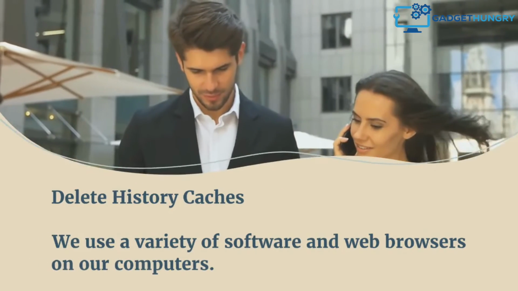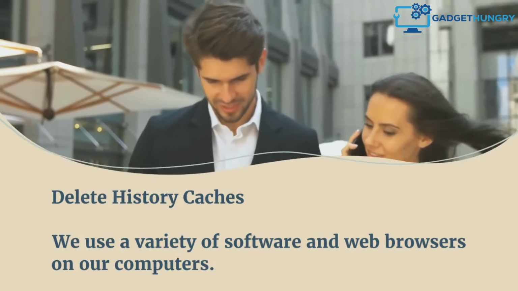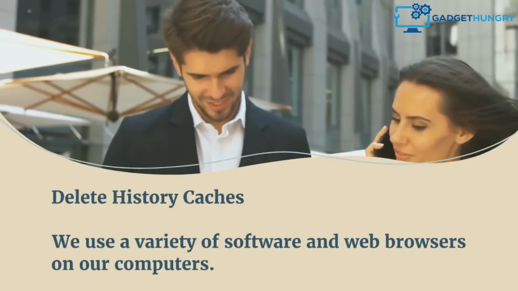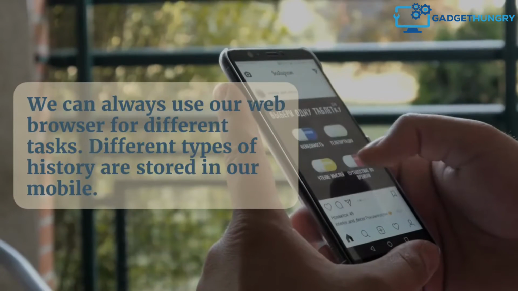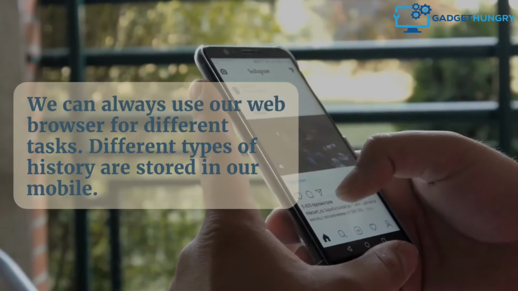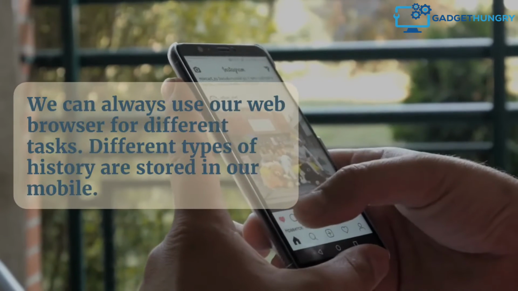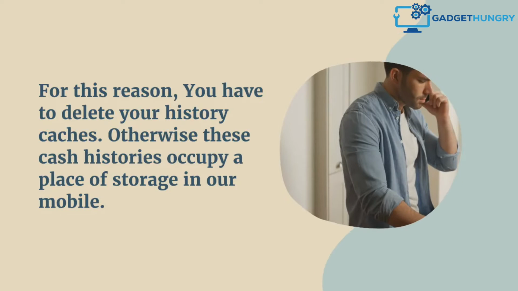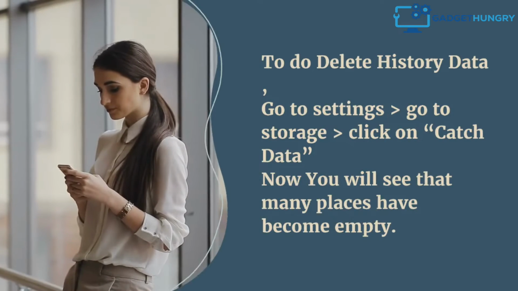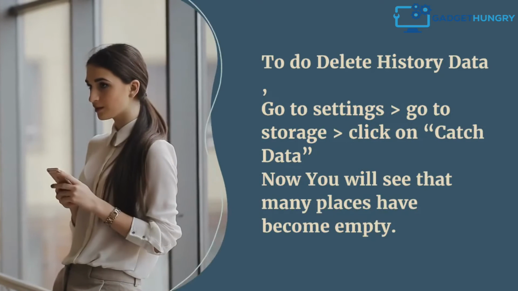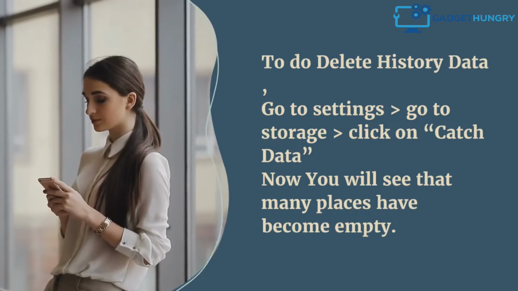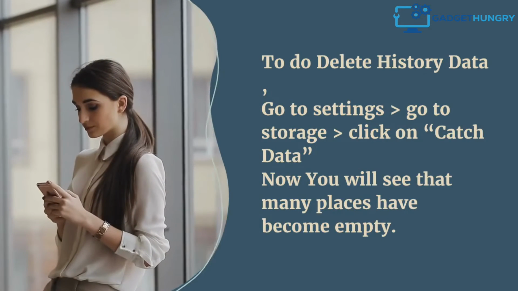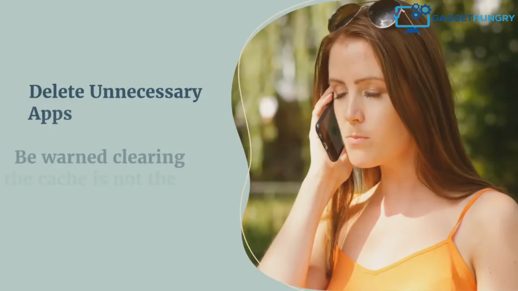Delete history caches. We use a variety of software and web browsers on our computers. We can always use our web browser for different tasks. Different types of history are stored in our mobile. For this reason, you have to delete your history caches. Otherwise, these cache histories occupy a place of storage in our mobile. To delete history data, go to settings, go to storage, click on cache data. Now you will see that many places have become empty.